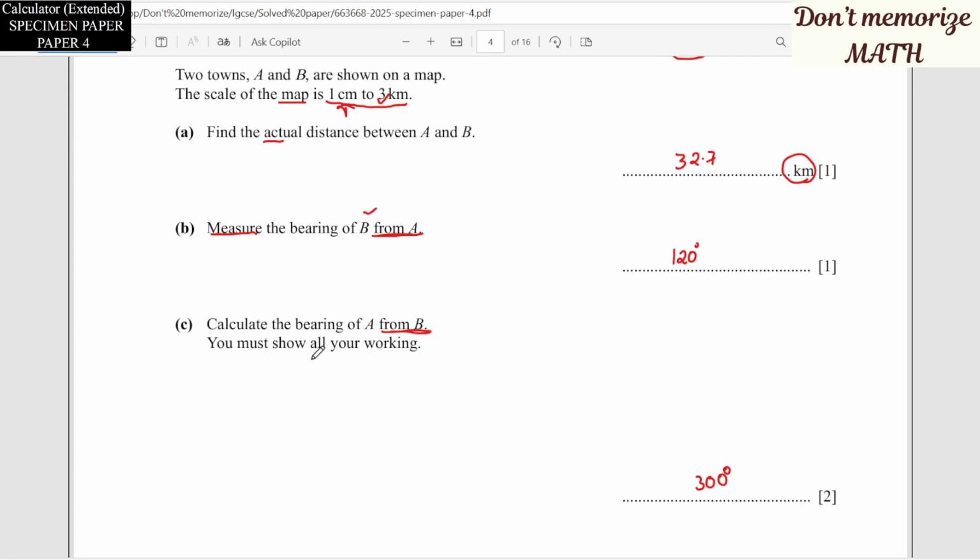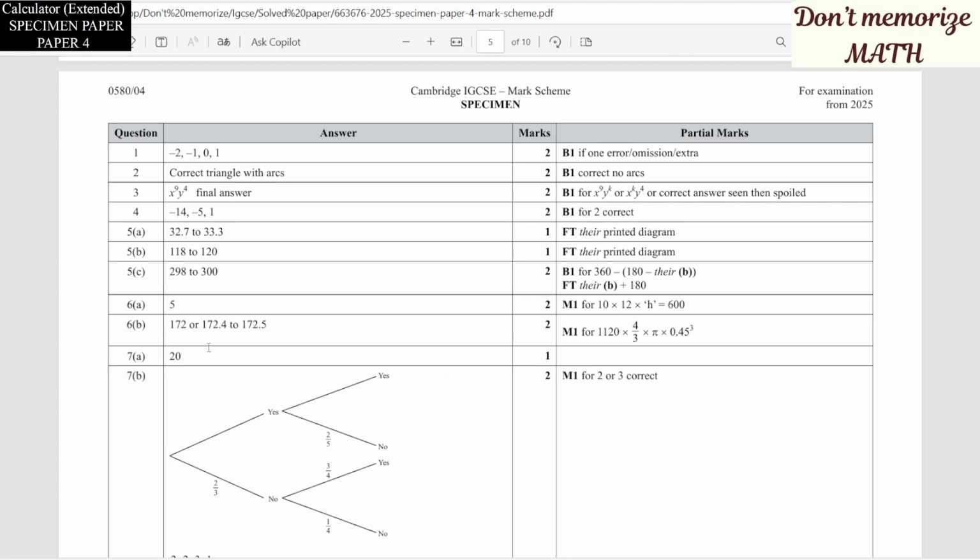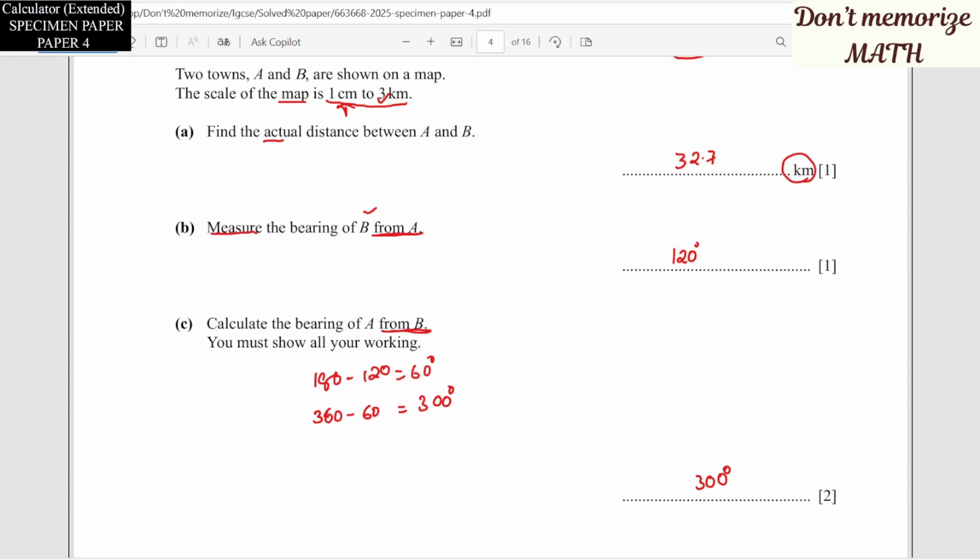Okay, I will just write it. So first we wrote 180 minus 120, so you will get 60 degree. Then we have 360 minus 60, so you will get 300 degree. Okay, so let's see the marking scheme. So marking scheme we have, yeah, 298 to 300. Since we took 120, that's why we got 300. Okay, it depends on the answer from 5B. Okay, I hope it's clear for you. So now we will move to question number 6.